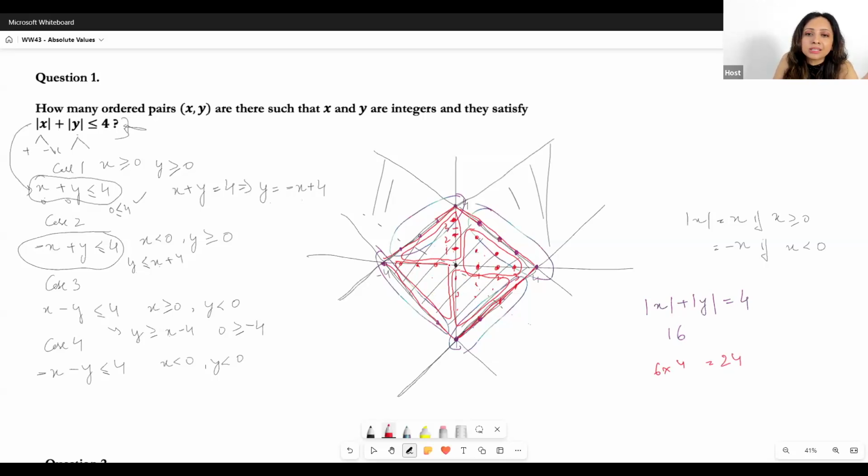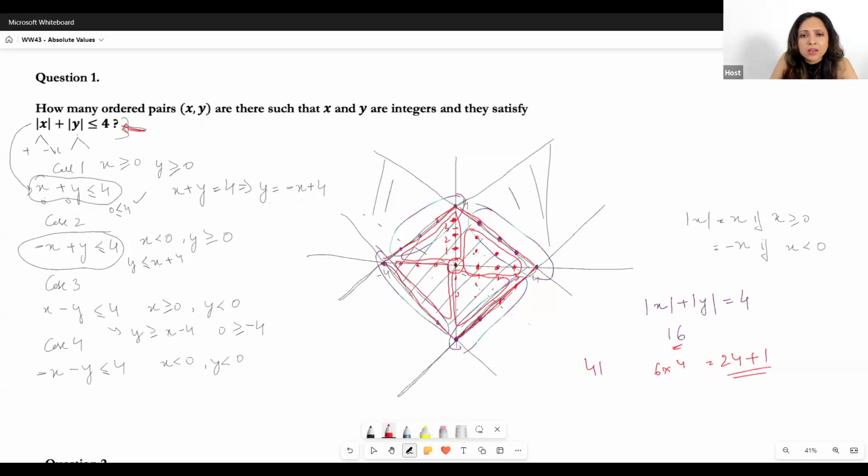And in all these, I have not included this central point. So I'll include another 1 over here. So I have 25 of these points and 16 of these points. I have a total of 41 points. How many ordered pairs are there? Such that x, y are integers and they satisfy this particular entire thing. There are 41 such ordered pairs, right?